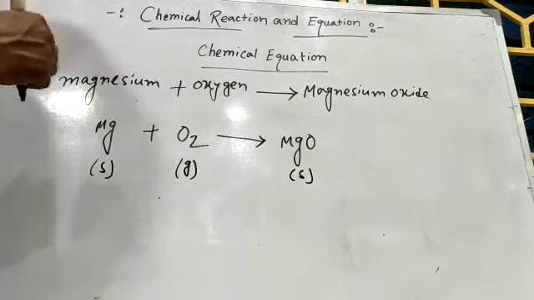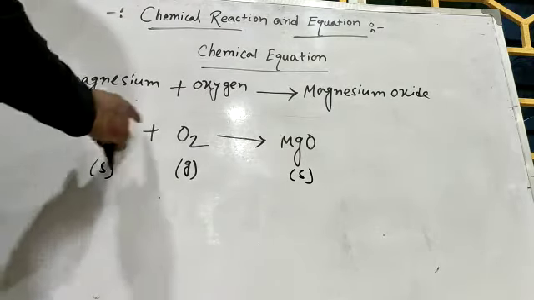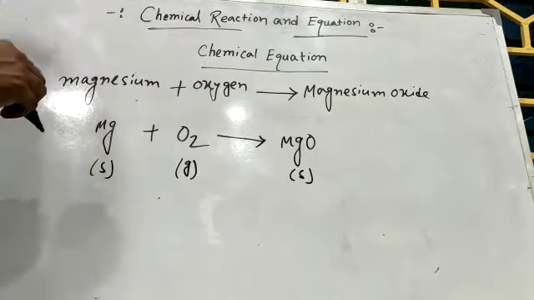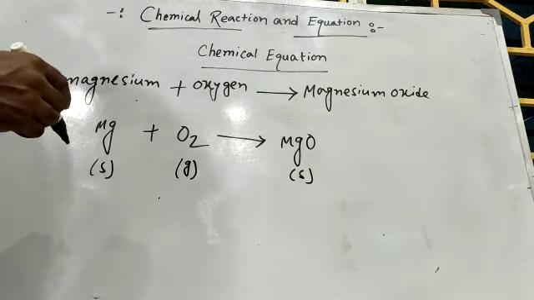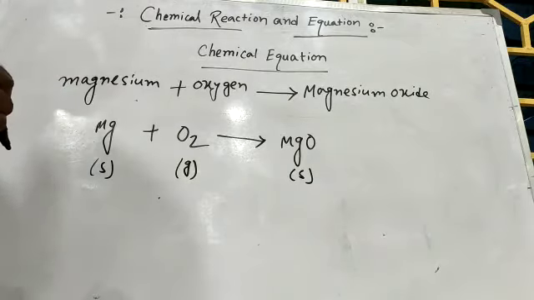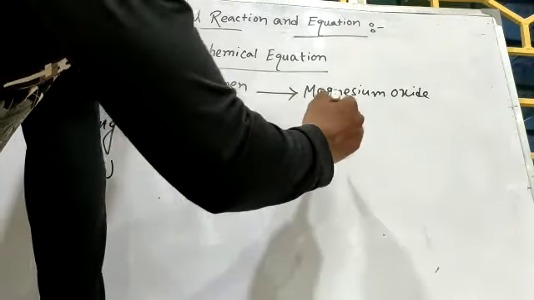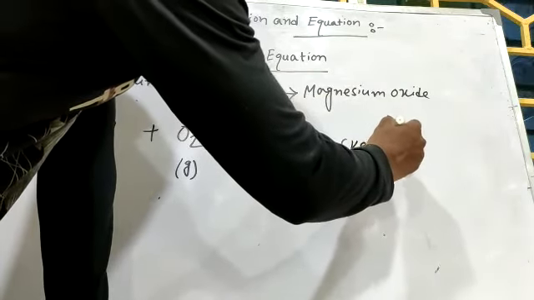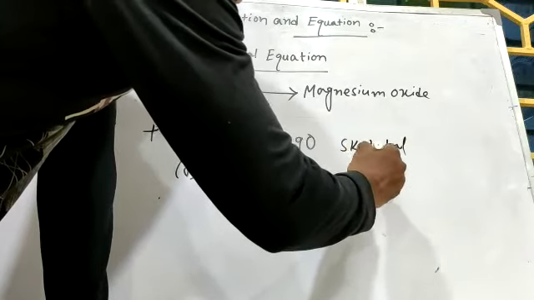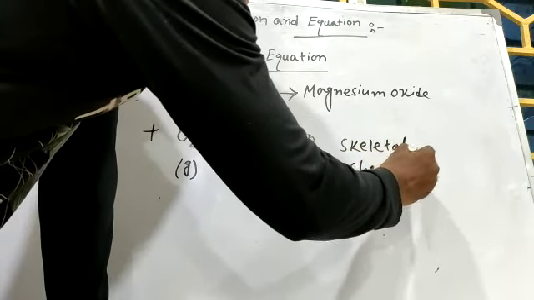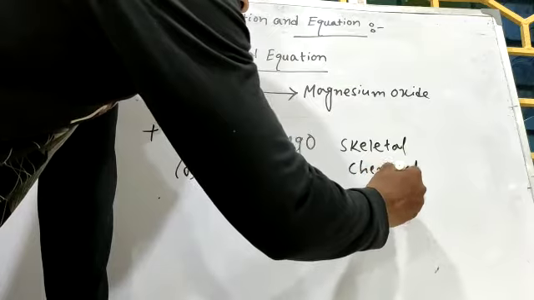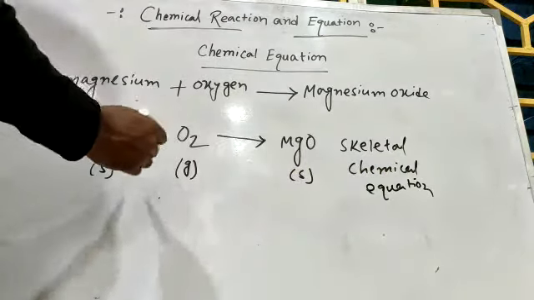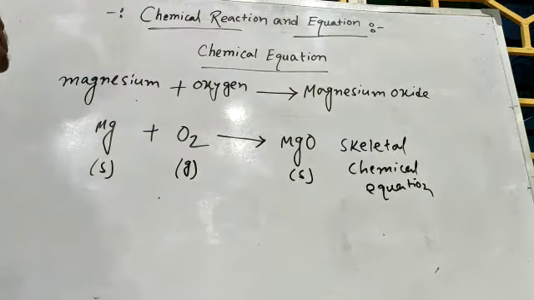This is an unbalanced equation. Here Mg is equal to 1, here 1, here oxygen equal to 2, here oxygen equal to 1. This unbalanced equation is called a skeletal chemical equation.